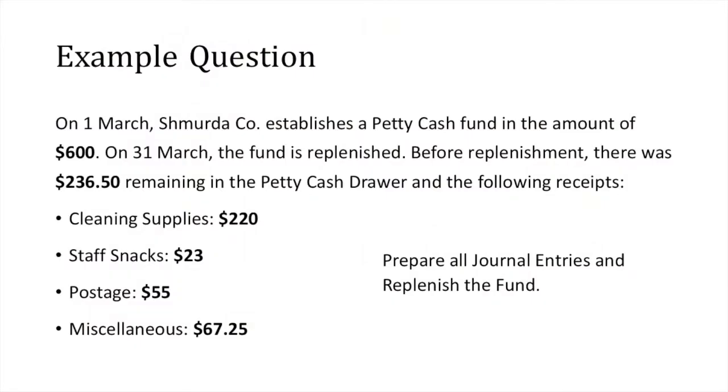Let's run through a quick example of the petty cash fund question and how to record the solution. On the 1st of March, Schmoedico establishes a petty cash fund in the amount of $600. On the 31st of March, the fund is replenished.